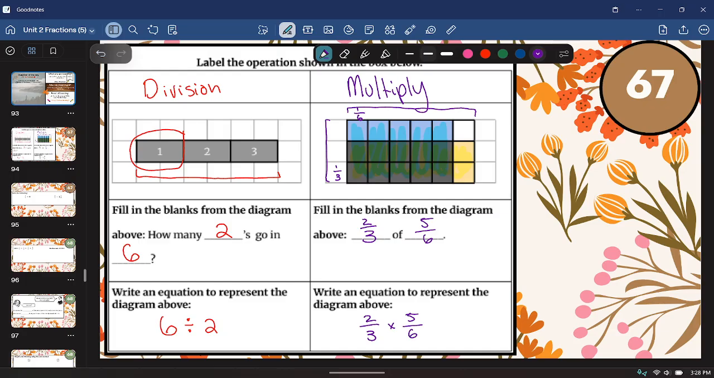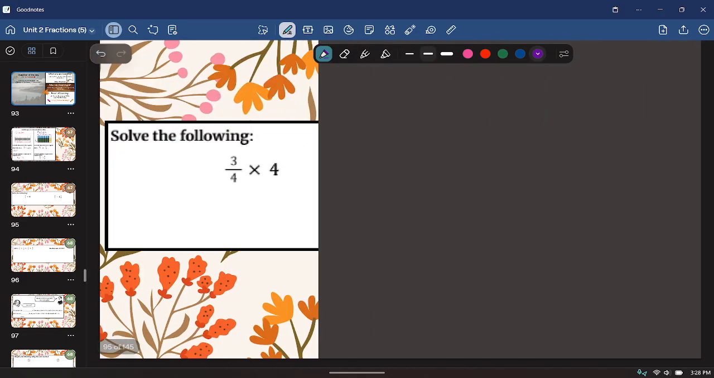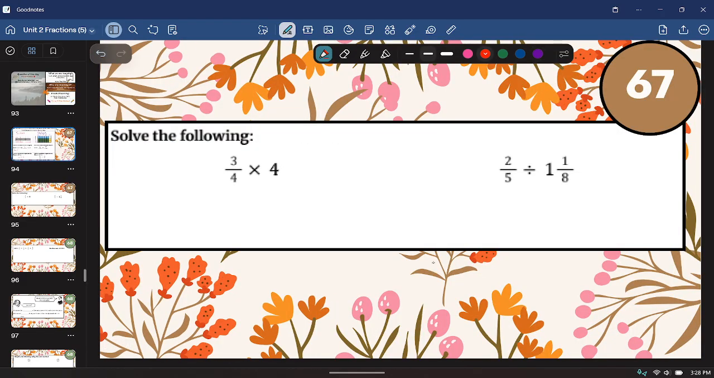All right, so that's just review on how we learned to visualize these things. Next, I would like you to pause the video and solve both of these. Remember, we do not want to have any sort of whole number. Everything needs to be a fraction. So you need to convert this mixed number into an improper fraction, and 4, you need to put it over 1. So please pause it and do these 2 problems.